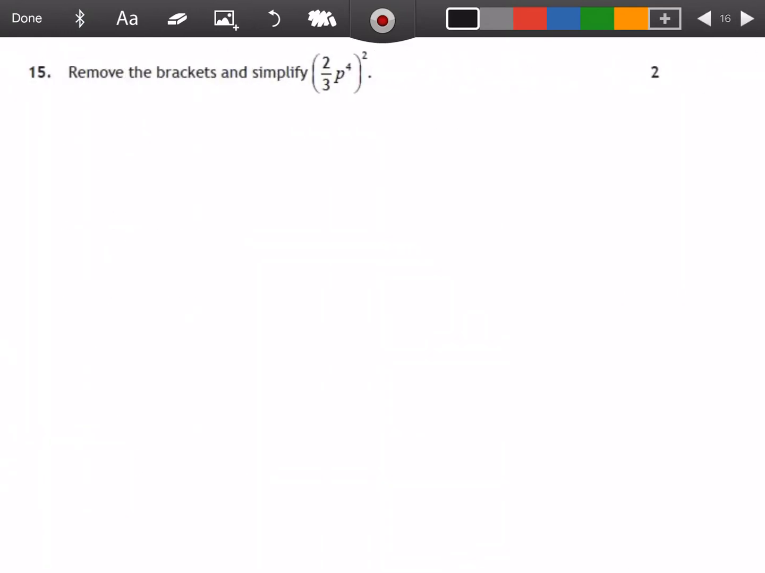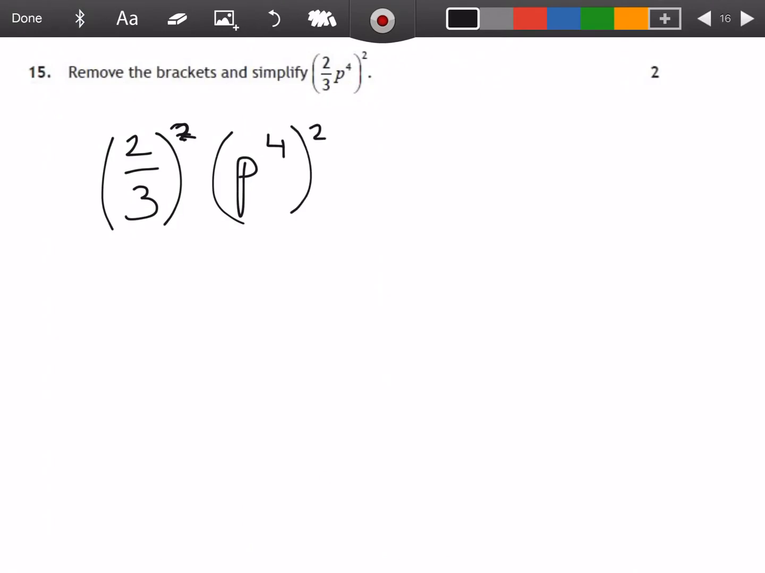Okay. Remove the brackets and then simplify. The bit inside the bracket is all to be squared. Everything in the bracket is to be squared. So basically, see the 2/3? We need to square that. And also the p to the power 4 has to be squared as well.